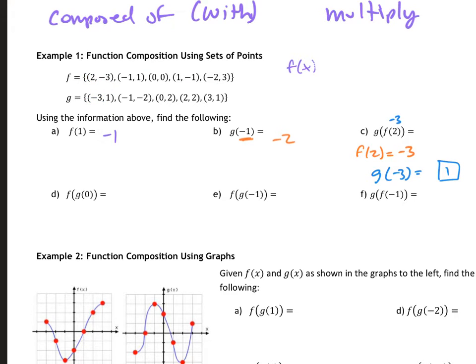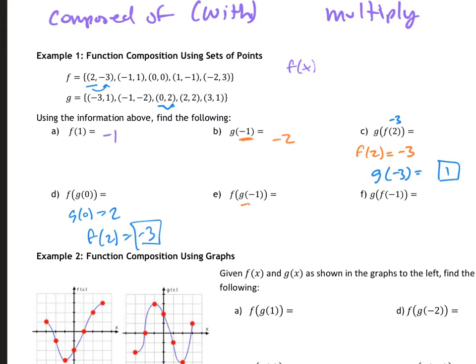All right, we're always going to work our way inside out here. So g of 0, if I look here, 0 is 2. That tells me I want to find f of 2 to get my answer. So f of 2 is -3. So you're not plugging 0 into f at all in this scenario.